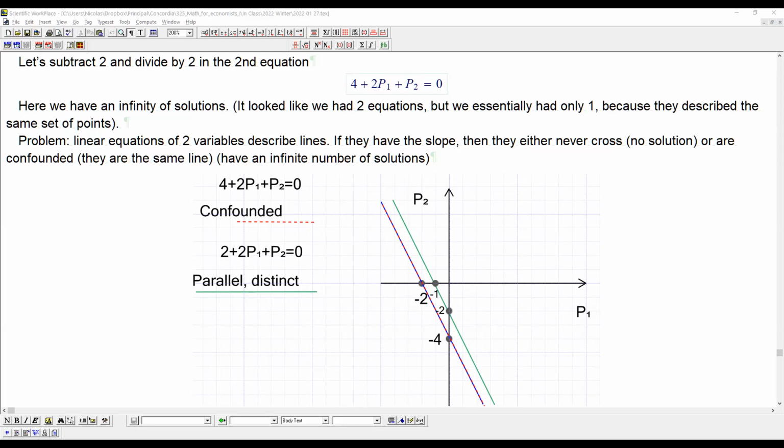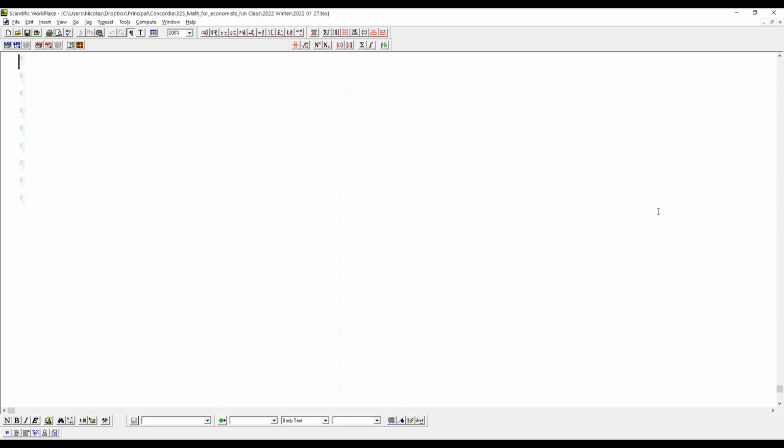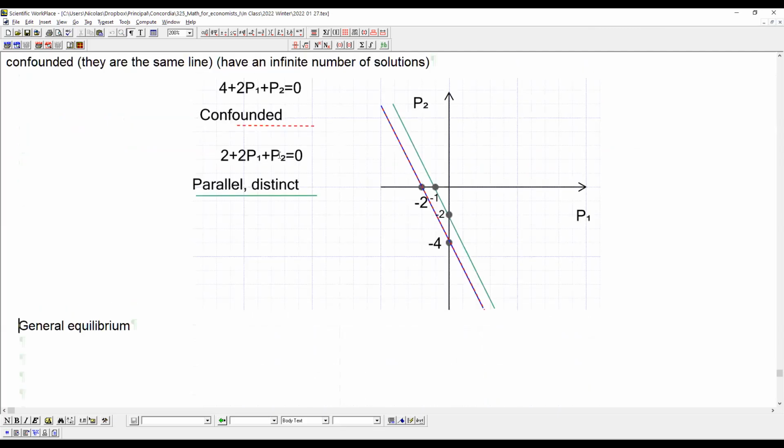Oh yeah, I have a few things about general equilibrium. So that's it for this part. But this is the important thing, because knowing whether you have 0 solutions, 1 solution, or an infinite number of solutions is going to take up a big chunk of our time for the foreseeable lectures. Plus, you have to deal with this for the next homework assignment.